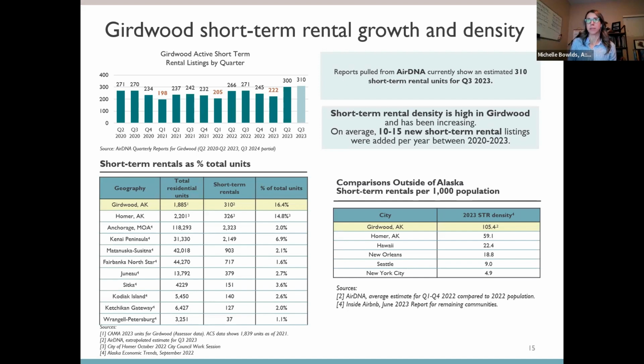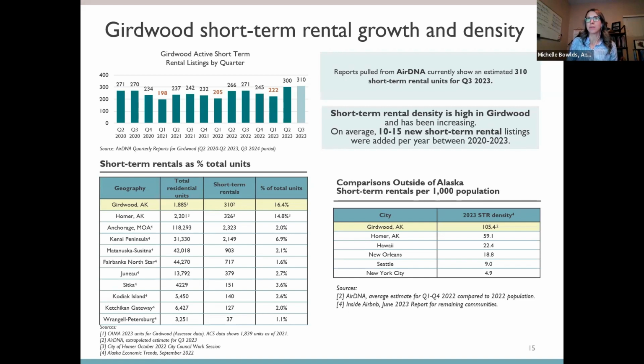Another way to measure short-term rental density that we looked at is comparing the number of short-term rentals to the population. So this table on the right shows the number of short-term rentals per 1,000 population. And you'll see that Girdwood has a very high density when measured this way. So in Girdwood, 105 short-term rentals per 1,000 population, which is significantly higher than Homer at only roughly 60 short-term rentals per 1,000 population.